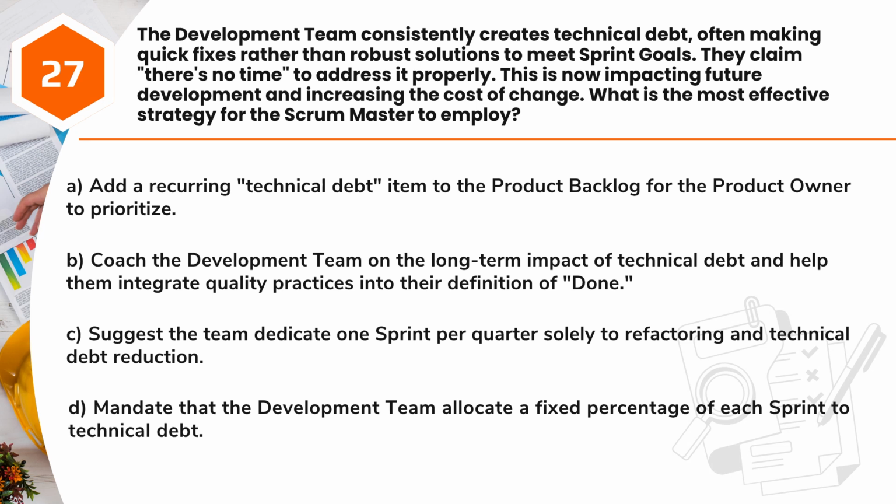A. Add a recurring technical debt item to the product backlog for the product owner to prioritize. B. Coach the development team on the long-term impact of technical debt and help them integrate quality practices into their definition of done. C. Suggest the team dedicate one sprint per quarter solely to refactoring and technical debt reduction. D. Mandate that the development team allocate a fixed percentage of each sprint to technical debt.